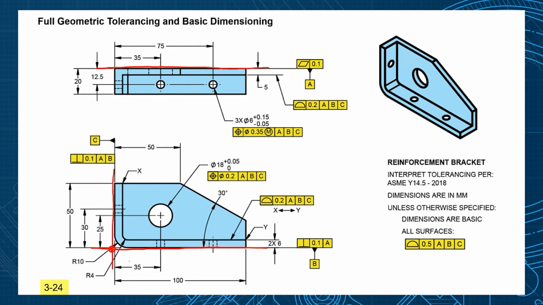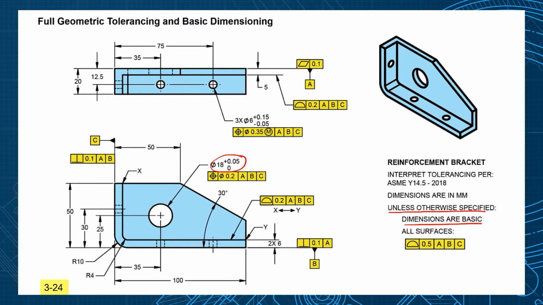And look how most of these dimensions are all coming from the datum reference frame, and that makes sense. I didn't want to put a box around every single one of these dimensions. This is basic, and this is basic, and this is basic. Instead, I just had a note here: unless otherwise specified, dimensions are basic. So that makes the 30 degrees basic, the 50 degrees basic.